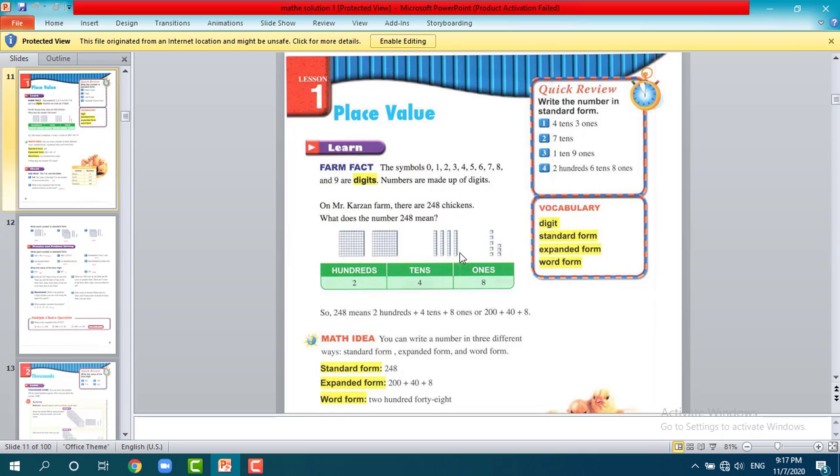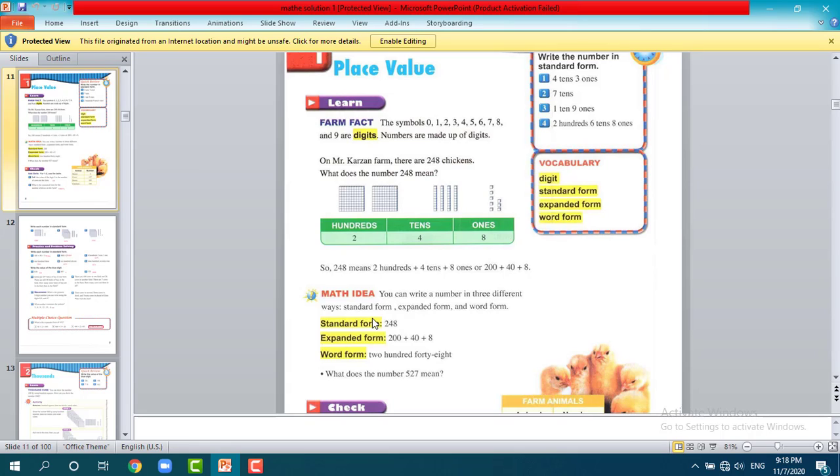After that, count with me the columns. 1, 2, 3, 4. We have 4 columns and we say that these columns mean tens. Then we have to write 4 under the tens. Now count with me the squares. We have 1, 2, 2 squares and we say that these squares mean hundreds, then we have to write 2 under the hundreds.